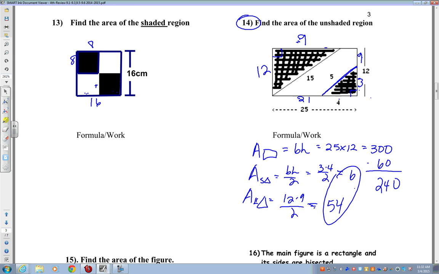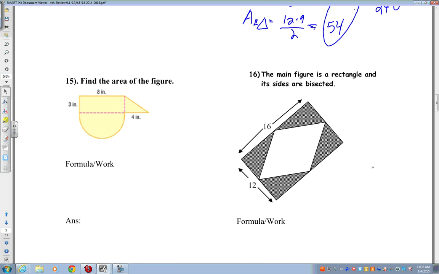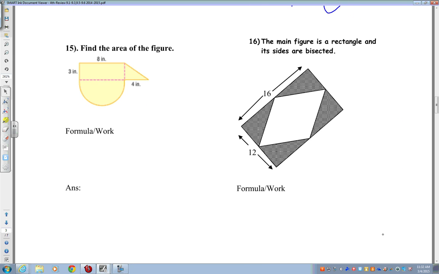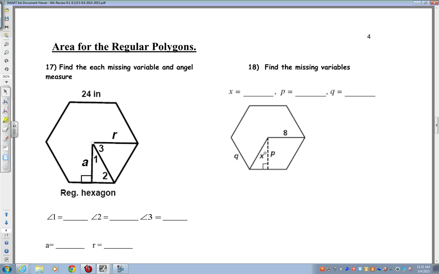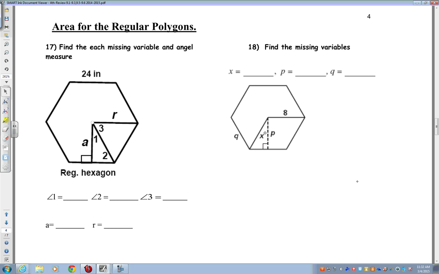15 we're going to omit because you can't see it. I can see it, but you can't. Omit 15. And we're doing this page together. 17. Go to page 7. Go to problem 17. Okay.